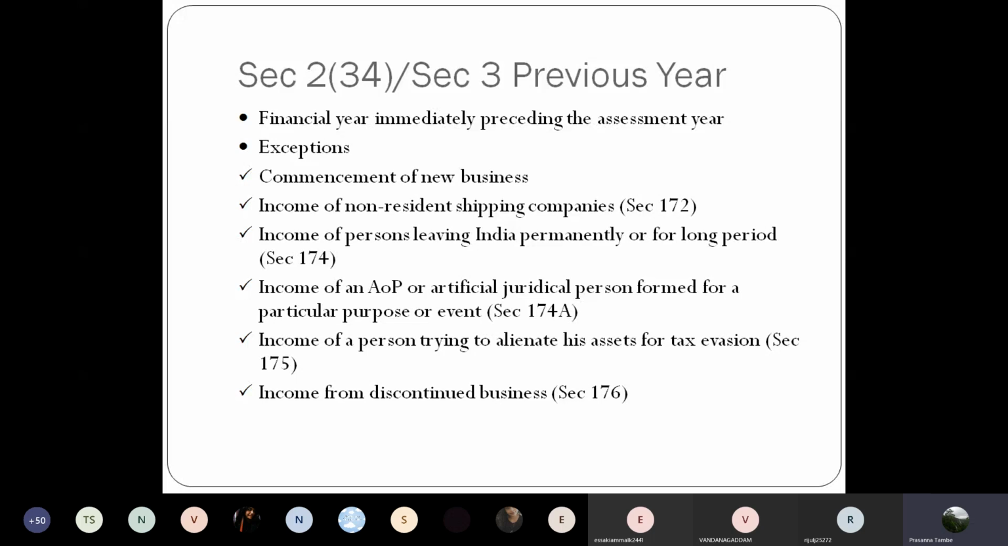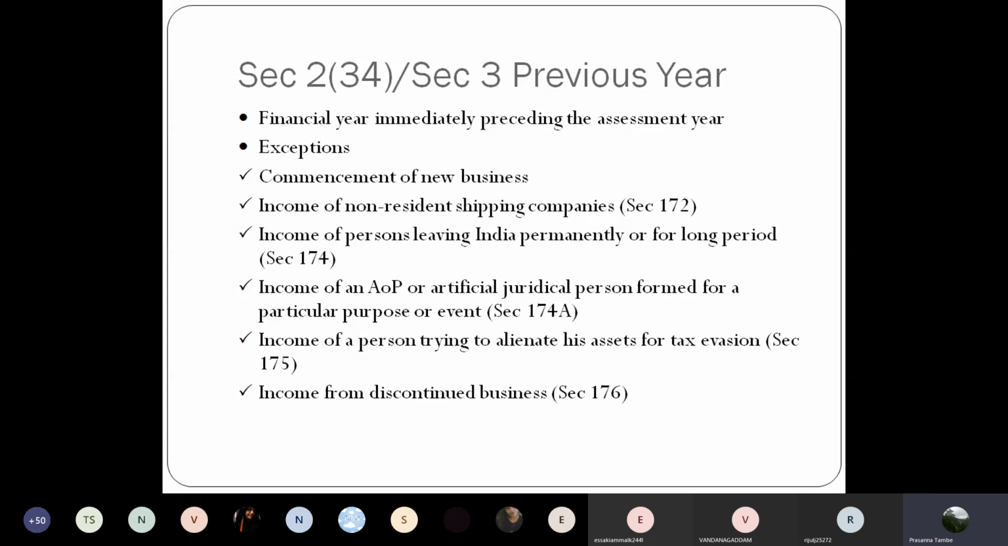Then income of a person trying to alienate his assets for tax evasion. If somebody is trying to avoid taxes and alienate his assets, that means dispose of his assets for tax evasion, then even for such a person, special provisions will apply. In that case, one need not go to the concept of previous year, but special provisions under section 175 will override and determine his income.